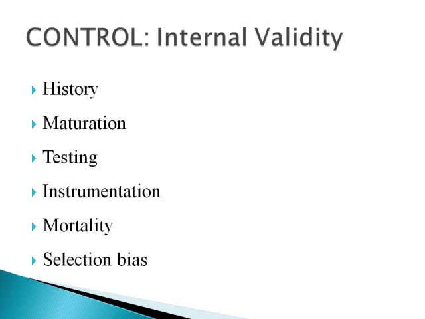Mortality is the next one. That's the loss of subjects as the study goes on. We're not necessarily talking about death here, although in some studies you might be, but in most you aren't. You're talking about people dropping out. Maybe the people who drop out are significantly different than the people who stay in the study itself. So that affects the validity of your results. Maybe the people who drop out are the sickest ones.